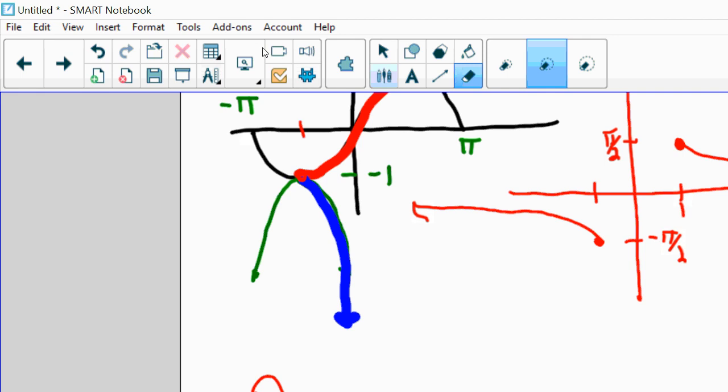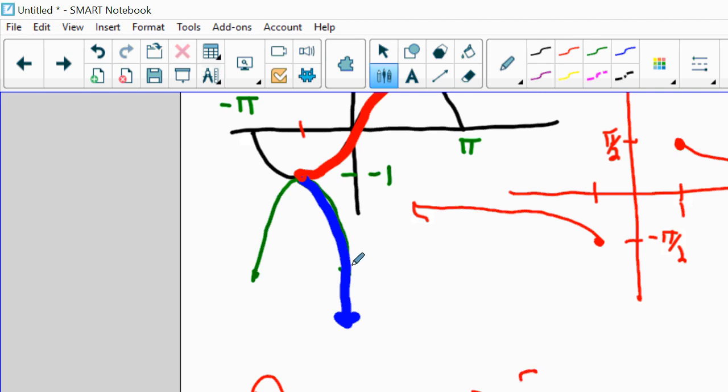I'm trying to create the inverse domain of cosecant of x restricted. Once again, to understand this, you just got to remember the scribble. So it goes from minus pi over 2 to 0, not including 0 because of the asymptote, 0 to pi over 2.